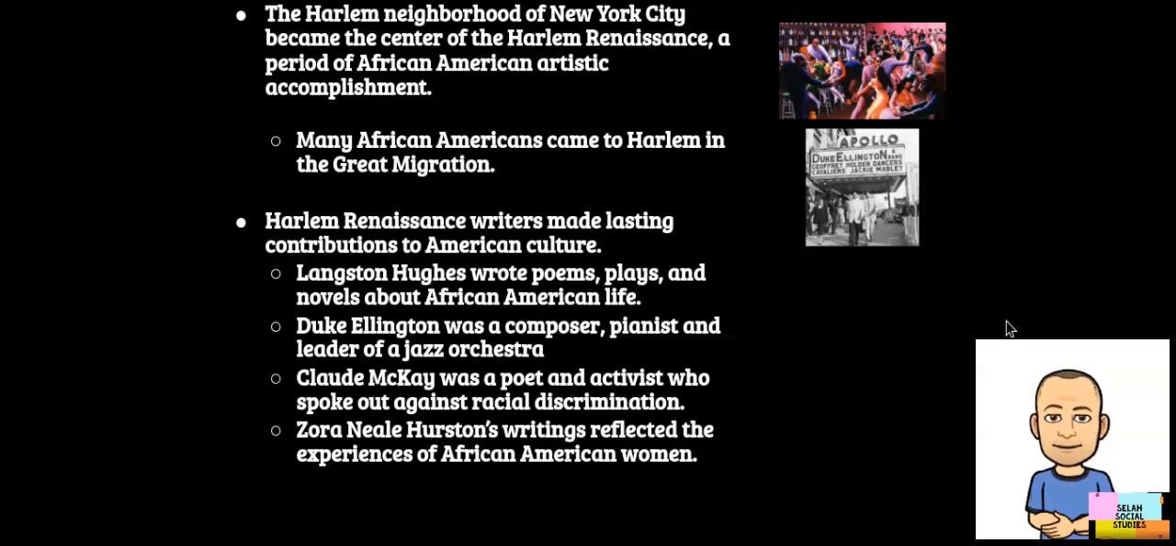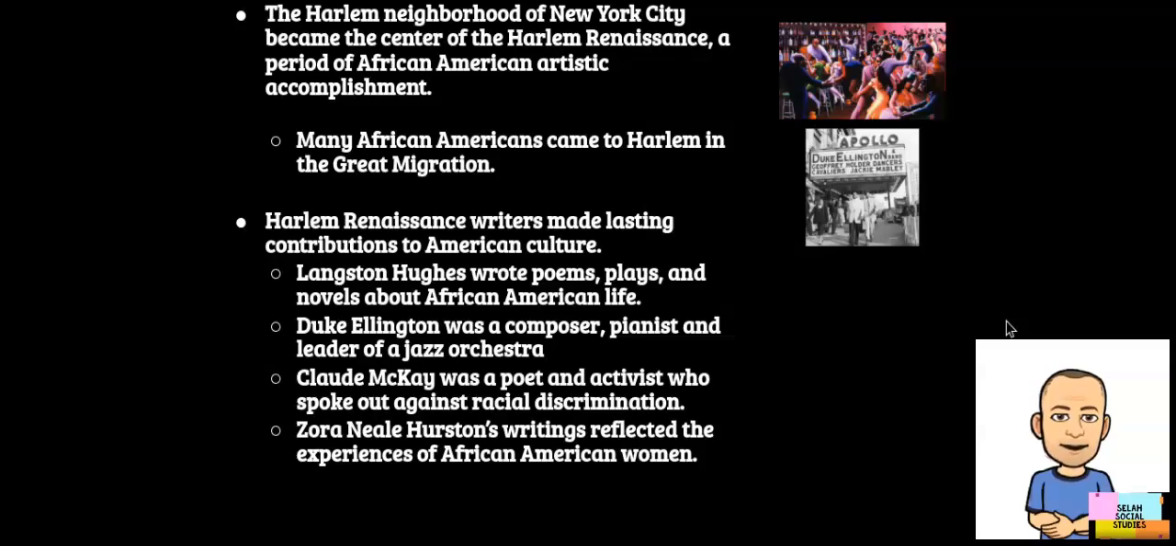Writers of the Harlem Renaissance made lasting contributions to American culture, and no one may have had such an impact as Langston Hughes. Hughes wrote poems, plays, and novels about African American life, and in 1930, his first novel, Not Without Laughter, won the Harmon Gold Medal for Literature. He wanted to tell the stories of African Americans in ways that reflected their actual culture. This included love of music and laughter, but also included their suffering. Other Renaissance writers were Claude McKay, who was an activist and a poet who spoke out against racial discrimination, and Zora Neale Hurston, who wrote about the experiences of African American women.